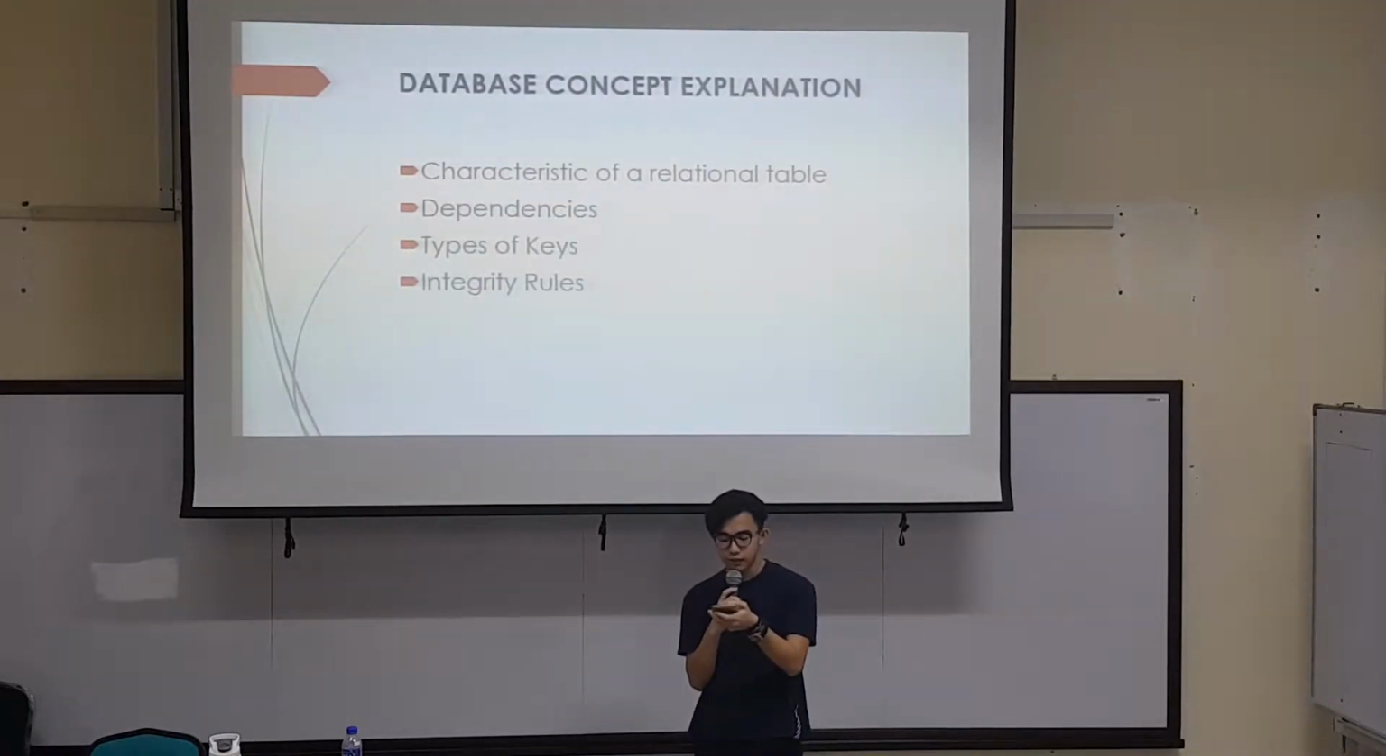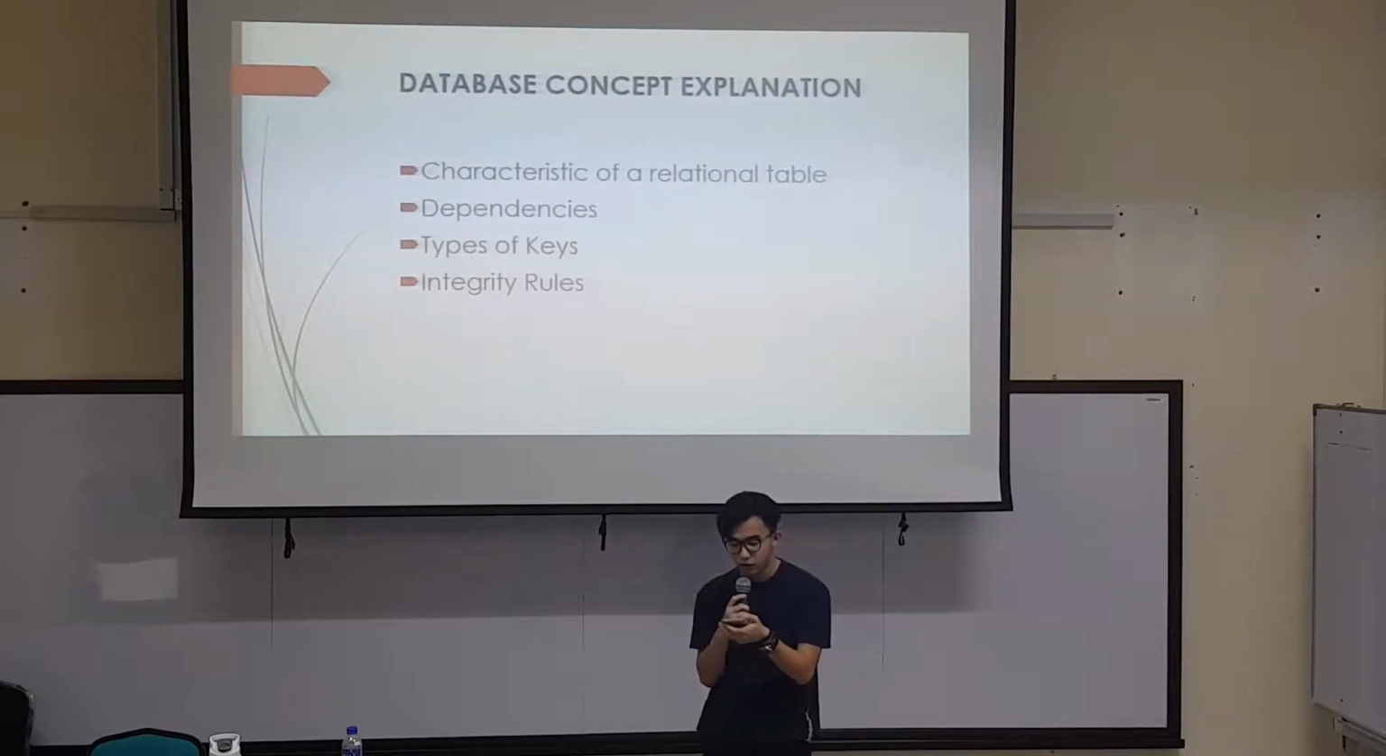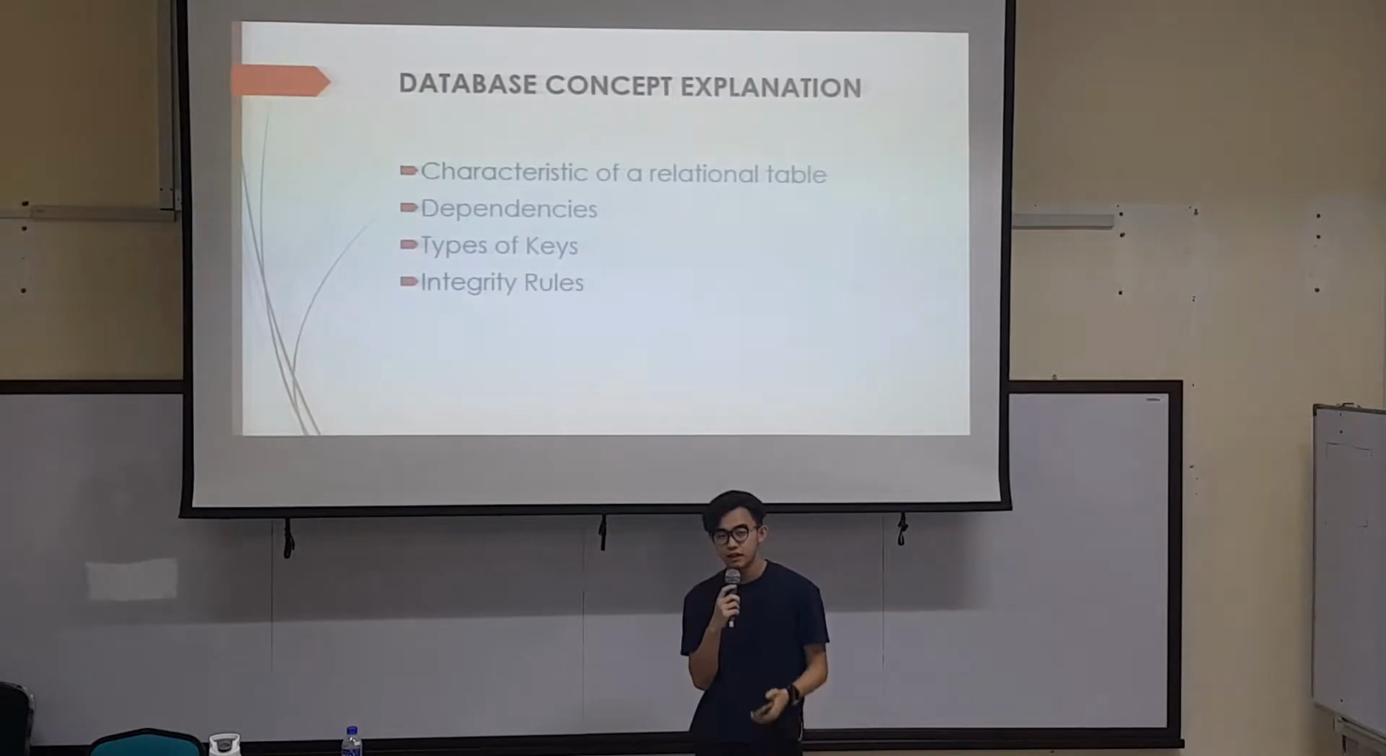Next is the types of keys. There are 6 types of keys. First is the composite key. The composite key is a key consisting of 1 or more attributes. The second one is the primary key. A primary key is an attribute or combination of attributes that uniquely identifies any given row. A super key uniquely identifies 1 or more attributes for each entity in the table. A candidate key is a super key without redundancy.